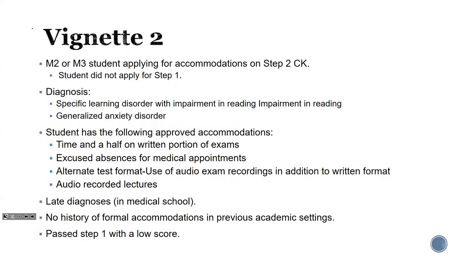In this case, we have an M2 or M3 who wishes to apply for a Step 2 CK and did not apply for Step 1 as they were diagnosed in medical school. This individual was diagnosed with a specific learning disorder with an impairment in reading and generalized anxiety disorder. Since engaging the DRP office, the student has been approved for the following: time and a half for all written exams, audio version of the exams made available, excused absences for medical appointments, alternate formative materials, and this student did pass Step 1 but with a low score. This student is requesting time and a half, additional break time, and audio rendition of the exam.